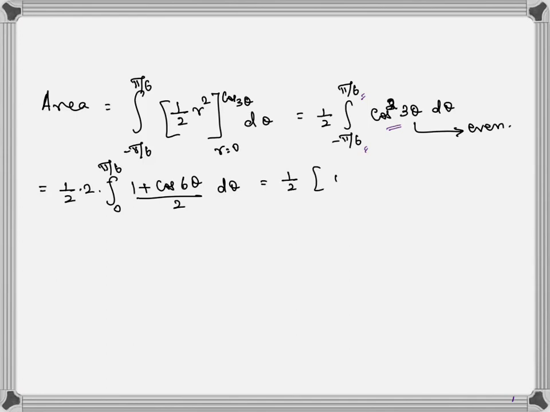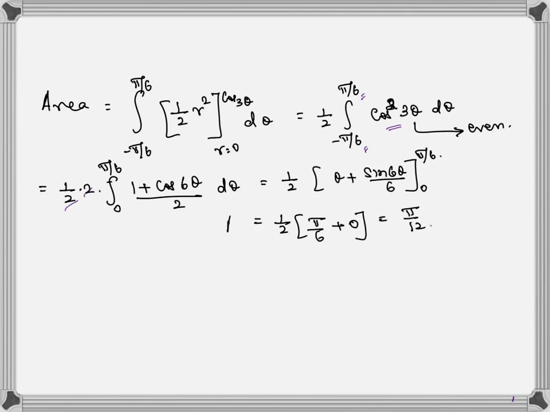Which we get to be 1/2. These two cancel out, so we get 1/2 of theta plus sine of 6 theta over 6 between the limits 0 and pi by 6. Plugging in the upper limit and then subtracting the lower limit, everything becomes 0. So we get half of pi by 6, which is equal to pi by 12. Hope this video helps.